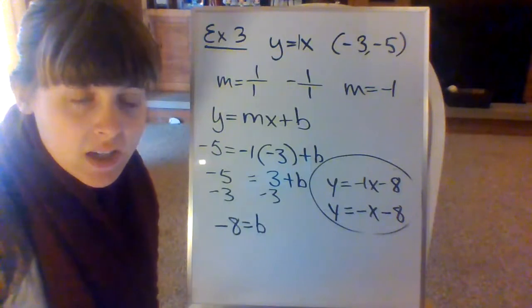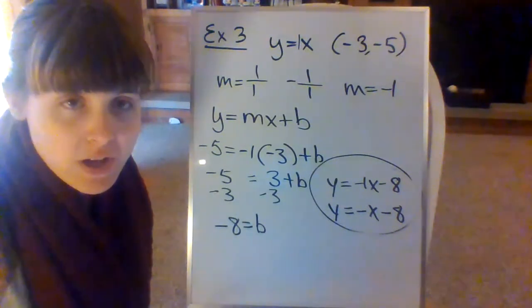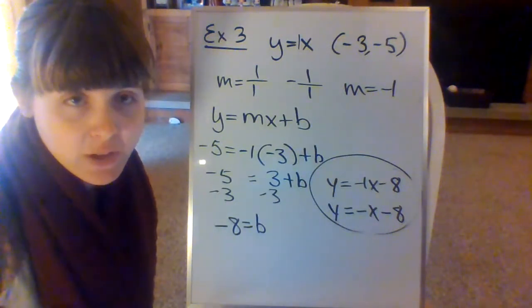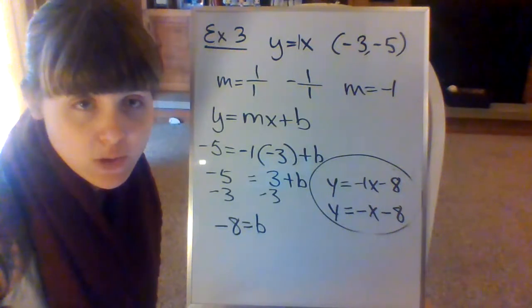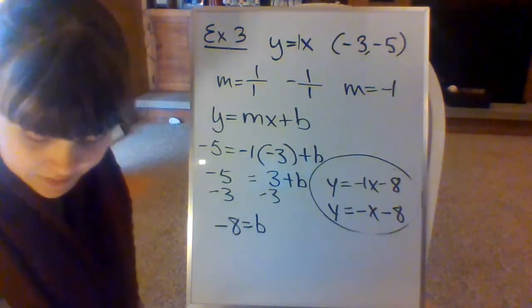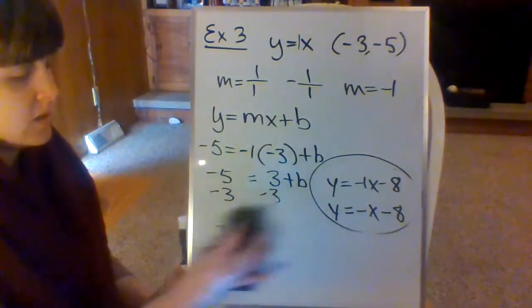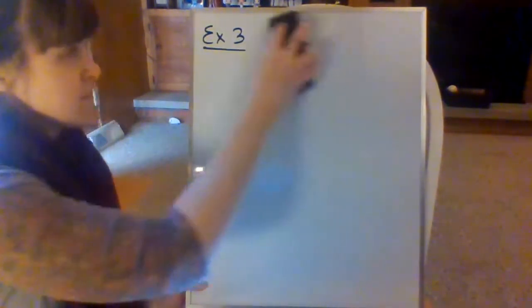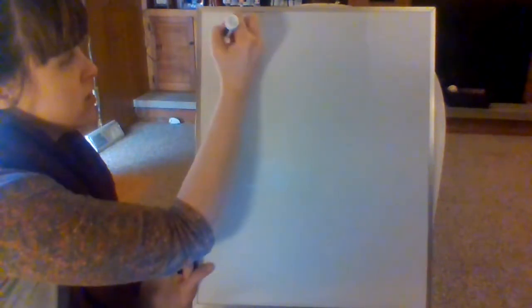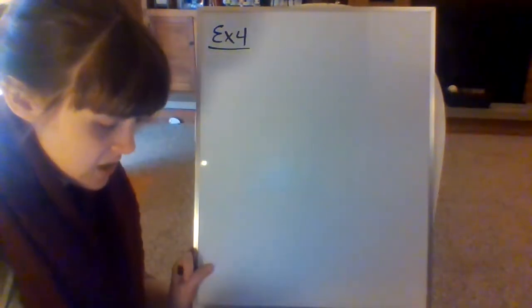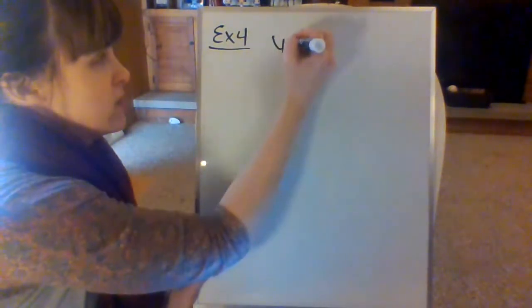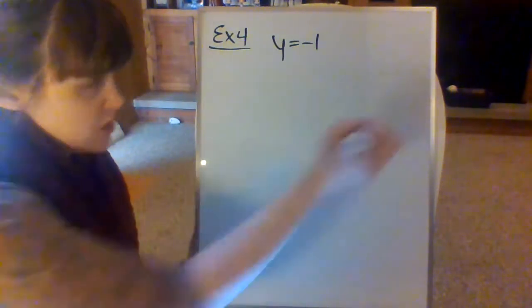Okay, so those are the first 3 normal examples. Now I'm going to teach you what happens if you're asked to find a perpendicular line to something like y equals a number or x equals a number. Alright, so example 4 says, write the equation of the line that is perpendicular to y equals -1, and it passes through the point 2, 2.